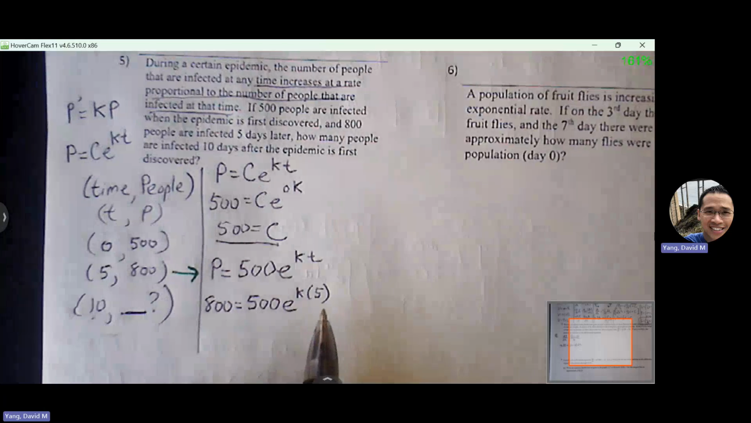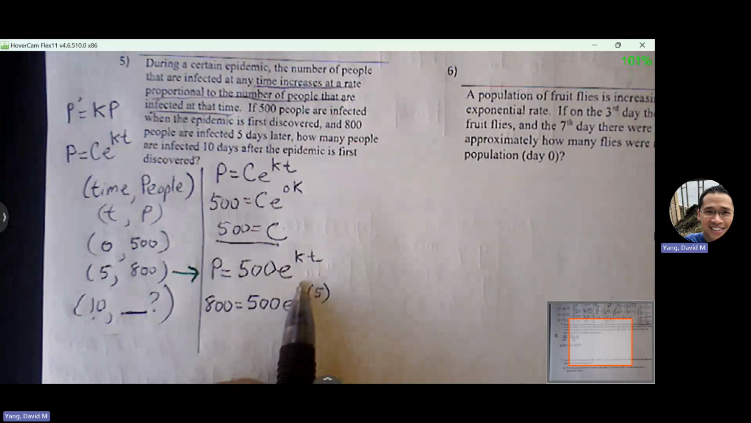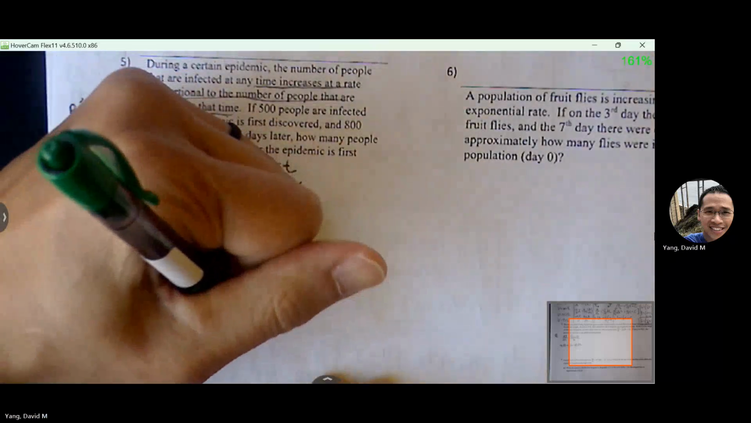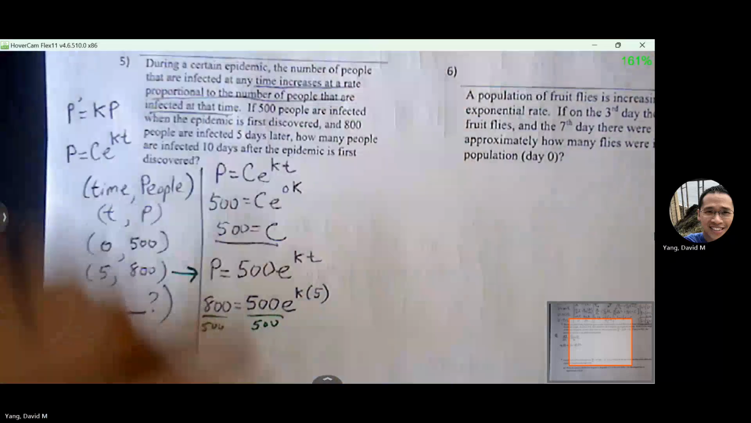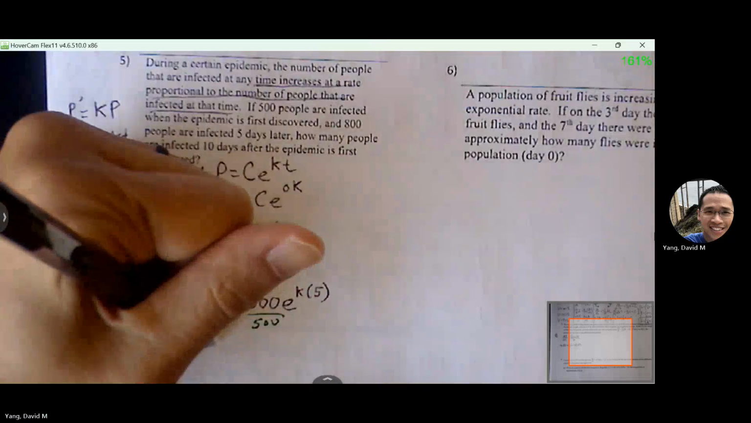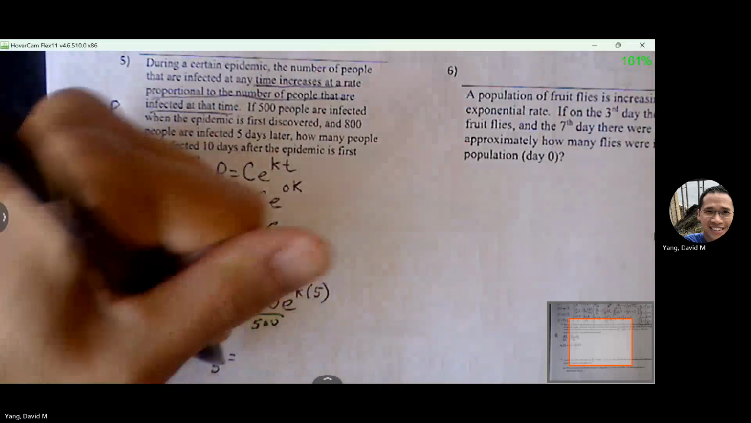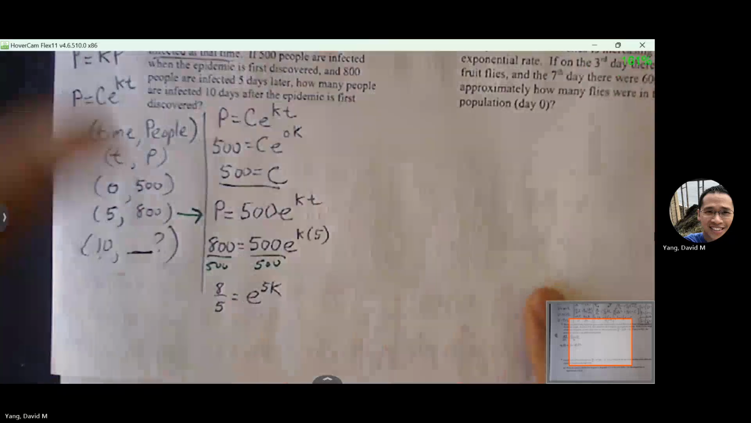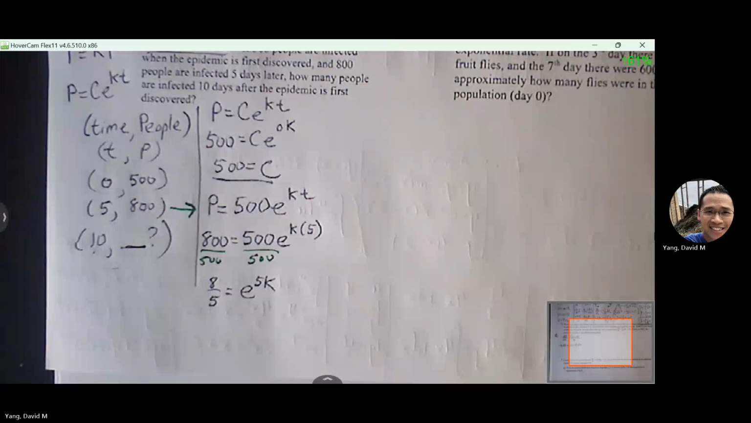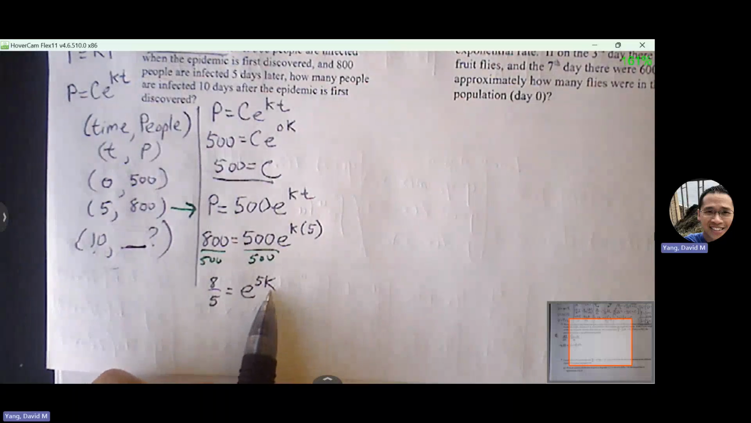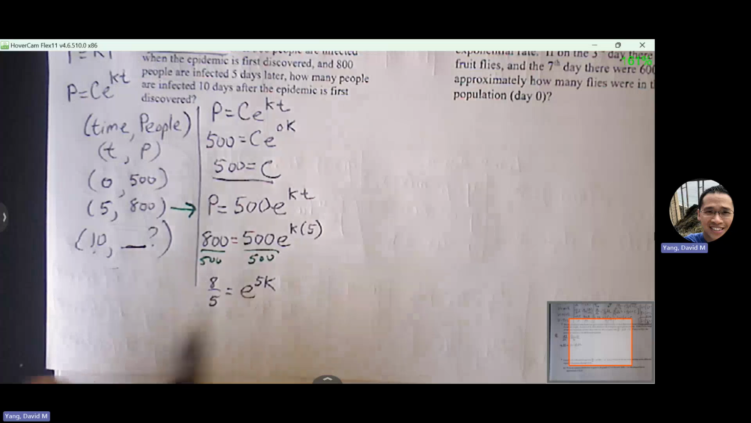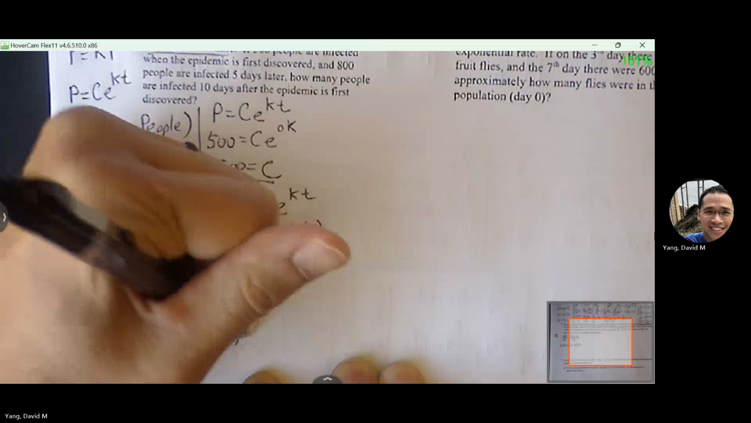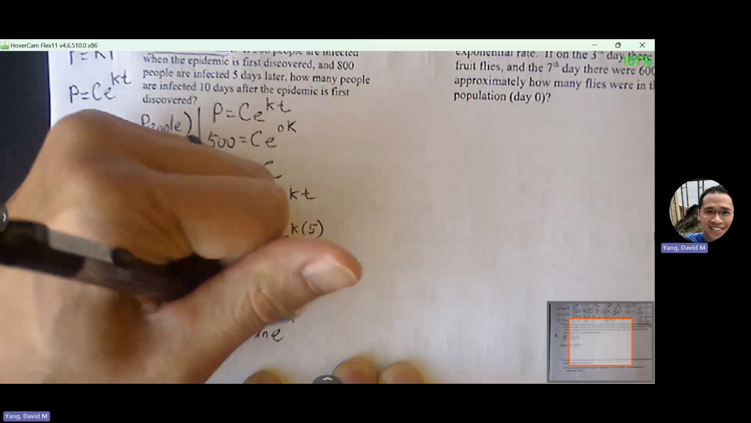Okay, so my goal is to solve for K, but to solve for K, I would like to get that e to the 5K by itself. So I'll divide both sides by 500. Okay, so to solve for K, I would like to bring that exponent down, but to do that, we can introduce natural log to help us move that K down.